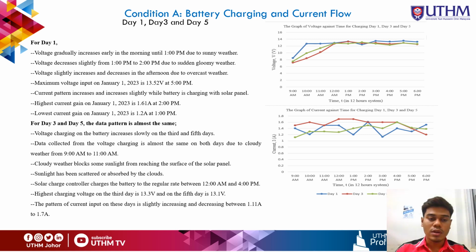After that, the data collected from the voltage charging is almost the same on both days due to cloudy weather, from 9 a.m. to 11 p.m. Cloudy weather blocks some sunlight from reaching the surface of the solar panels. Sunlight has been scattered or absorbed by the clouds, so the solar charge controller charges the battery at the regular rate between 12 p.m. and 4 p.m.